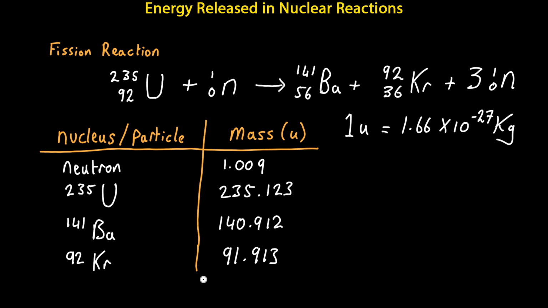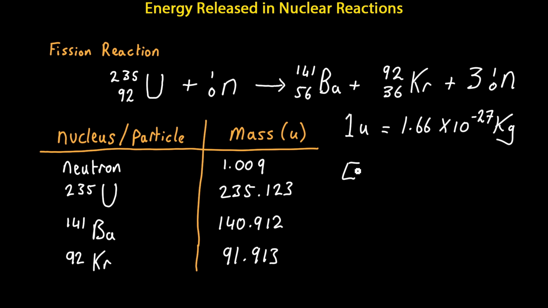Now, during this nuclear reaction, we expect the sum total of the mass on the left-hand side to be different to the sum of the masses on the right-hand side. In other words, there's going to be a mass change during this reaction. So if we add the mass of the uranium and the neutron on the left-hand side, their total mass should be different to the sum total of the masses on the right-hand side.